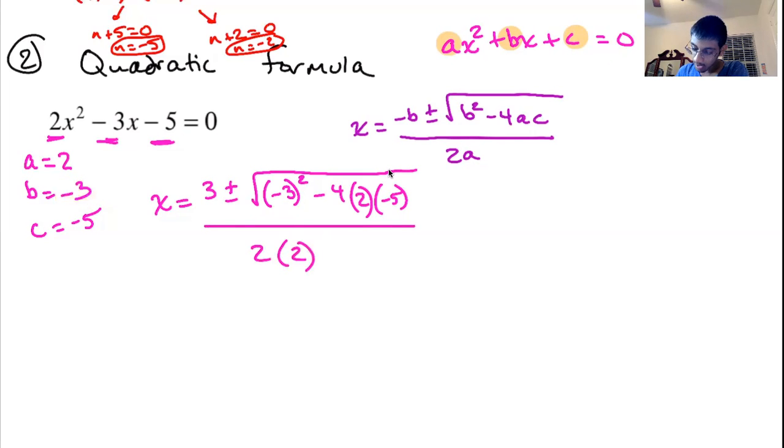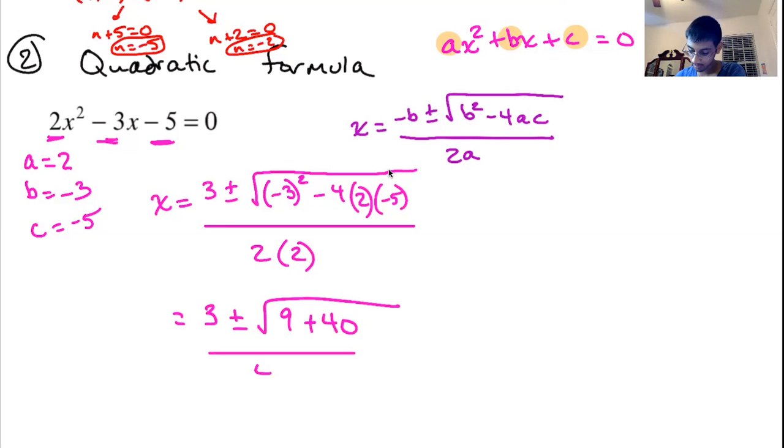So now from there, we just have to simplify everything we just put into that formula, and then we get our answer. So we get 3 plus or minus the square root of negative 3 squared is 9, minus 4 times 2, which is negative 8, times negative 5, which is positive 40, all over 2 times 2, which is 4, right?